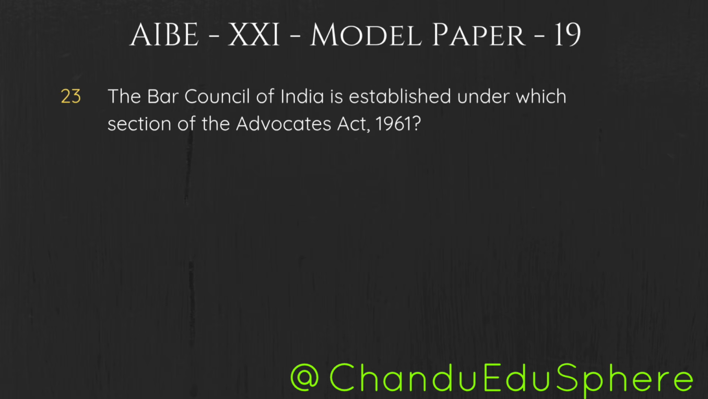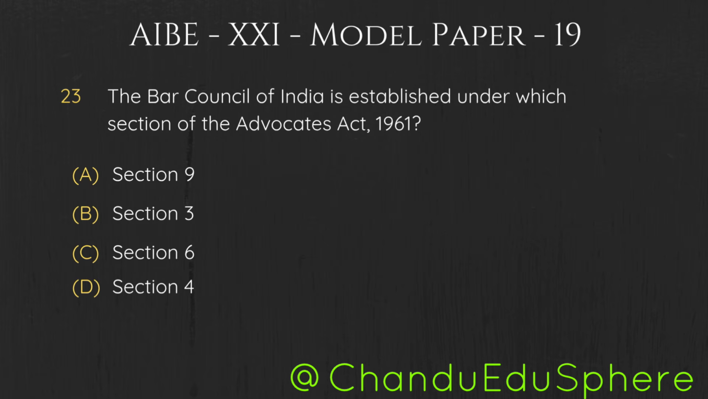The Bar Council of India is established under which section of the Advocates Act 1961? Section 4 of the Advocates Act 1961 establishes the Bar Council of India as the apex statutory body of the legal profession, with regulatory and disciplinary jurisdiction over advocates throughout India. Section 4, D is the correct choice.